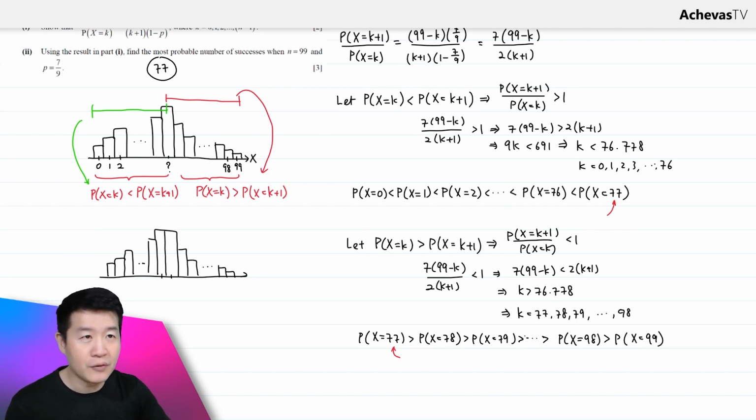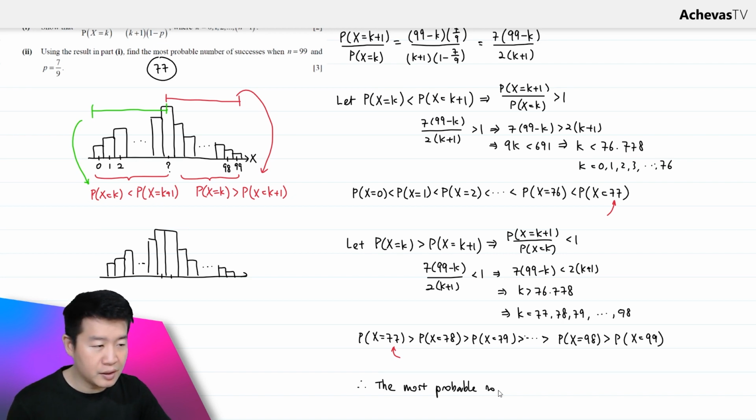So my suggestion is to just go for both sides. Now I know from the result that I'm seeing here, therefore I can see that the most probable number of successes is going to be equal to 77.